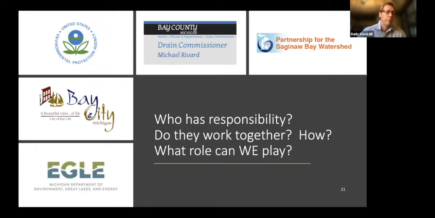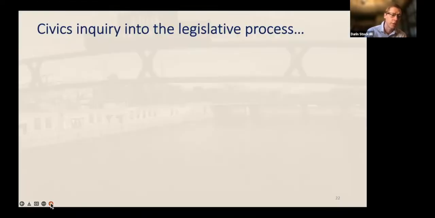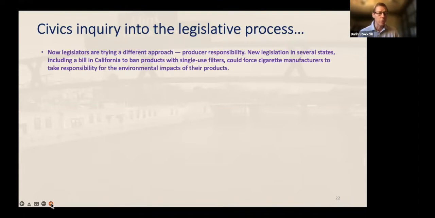But we have the United States EPA, we've got EGLE at the state level, we've got the city government of Bay City, we've got the county government, the drain commissioner, and we have not-for-profits and community-based organizations like the Partnership for the Saginaw Bay Watershed. So one problem, like cigarette butts in the street that end up in the river, gives us access to talk about the whole structure of local government and how it interacts with federal government and state government. So it leads into a lot of rich discussion.